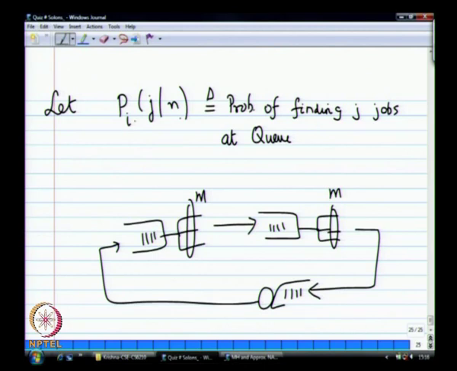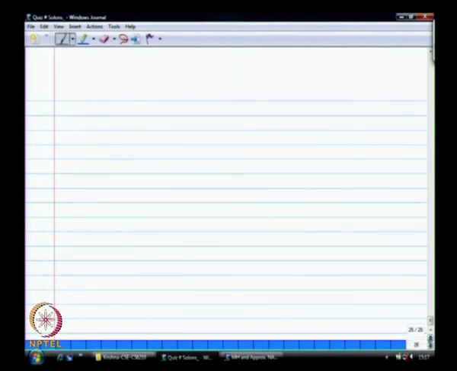So Pij of n is the probability of finding j jobs at Qi, given that there are n jobs in the system. Again, this is for a closed queuing network. With that definition, we will try to define some things.